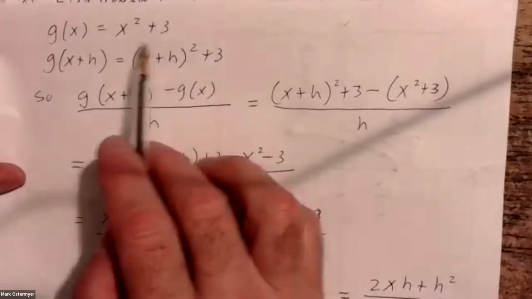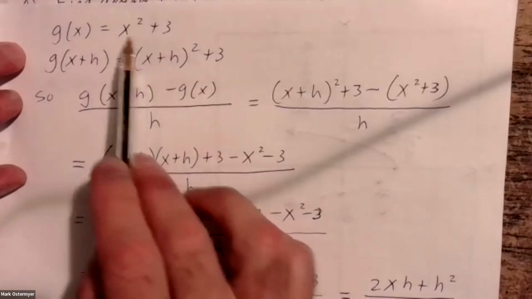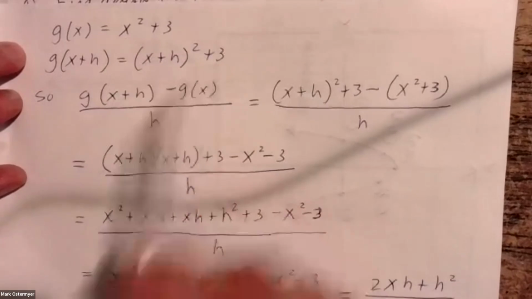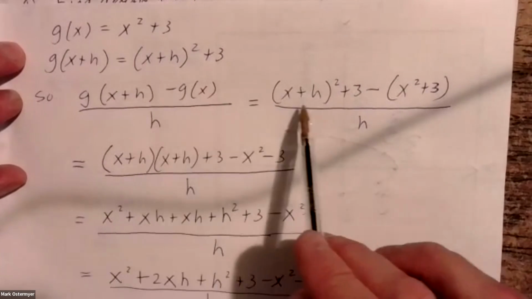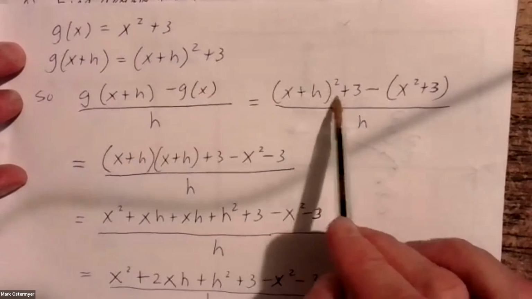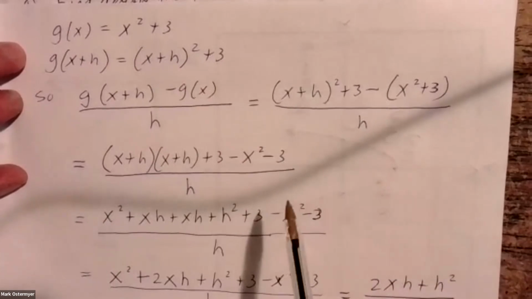using function g of x, which is x squared plus 3, first we want to find g of x plus h, which means we put x plus h in for x. And so g of x plus h minus g of x divided by h is going to be x plus h squared plus 3 minus g of x, which is x squared plus 3, all over h.